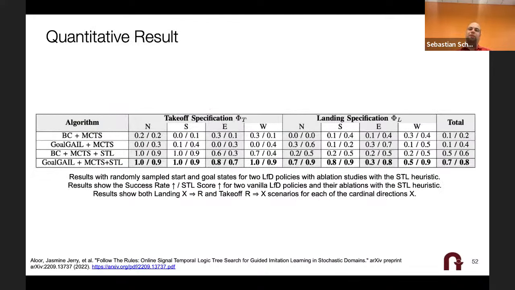If you look at a more quantitative analysis, we can see that with incorporating STL and this goal network, we get the highest success rate, but also the highest score in terms of matching the STL constraints. One of the things to notice is that the STL logic here is not a hard constraint that the robots have to stay inside, but it's a guideline that people are supposed to follow.